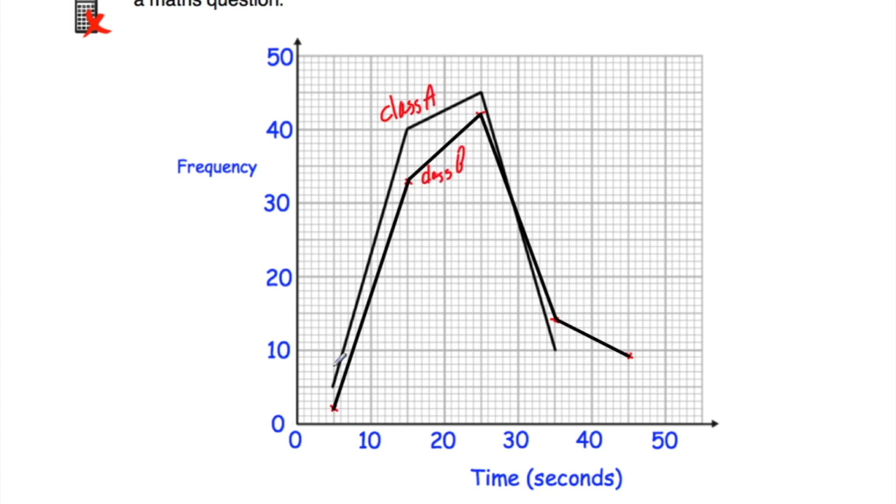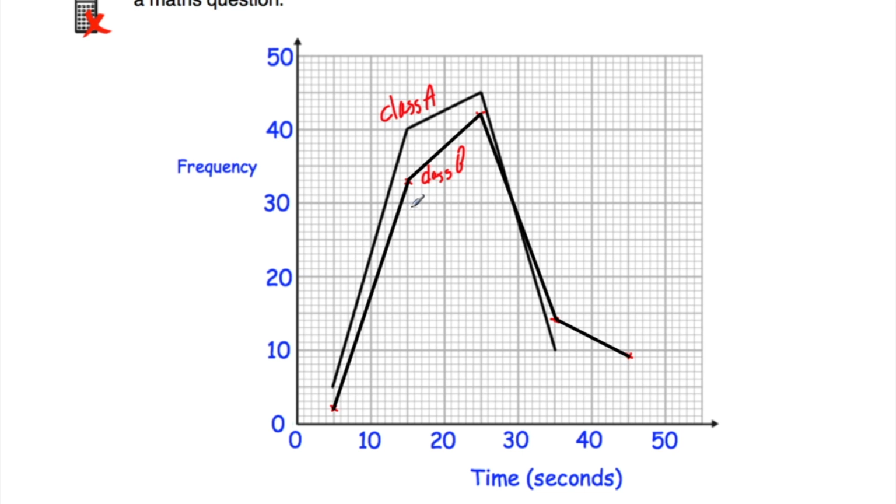Okay, and if we have a look at them, the Class A one, as you can see, is slightly more over to the left. You can see that we've got more people between 0 and 10 seconds, more people between 10 and 20 seconds, more people between 20 and 30 seconds, and then actually it's got slightly less between 30 and 40, and there's no people in Class A that took between 40 and 50 seconds. So I would say Class A, the times are slightly further to the left.